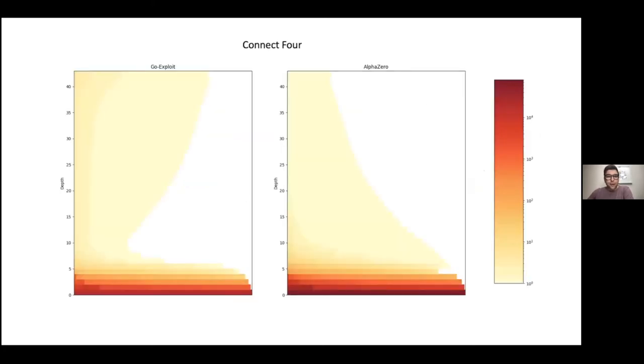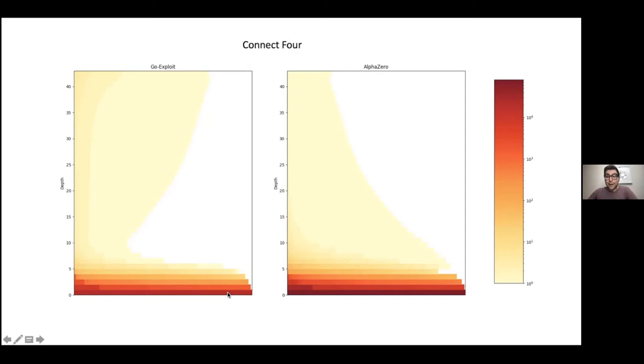So we produced this visualization where we took one run of Go Exploit from Connect 4 and one run of AlphaZero from Connect 4. And then we went through all of the states that were visited between both runs and compiled the number of times each of those states were visited by both algorithms. We then produced this visualization where we grouped all of the states by depth in the game tree. So all of the states that occurred at the same move number were grouped together. The proportion of the x-axis that's shaded indicates the proportion of states at a given depth that were visited a given frequency.